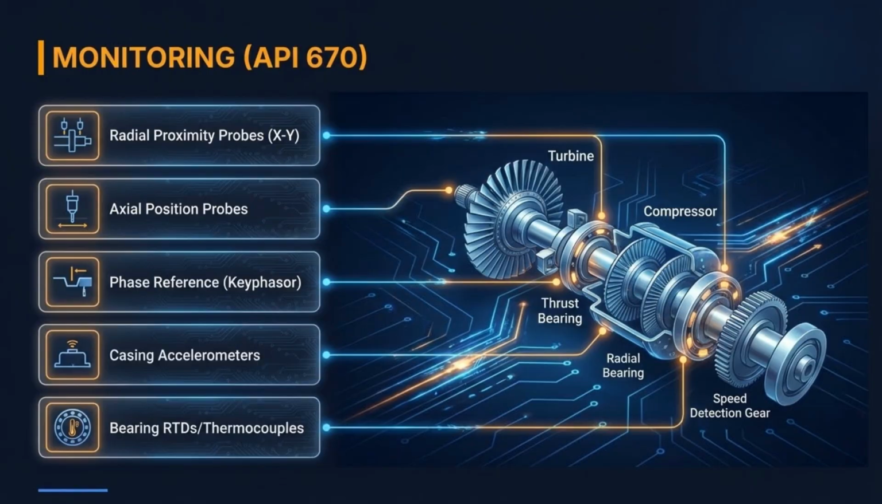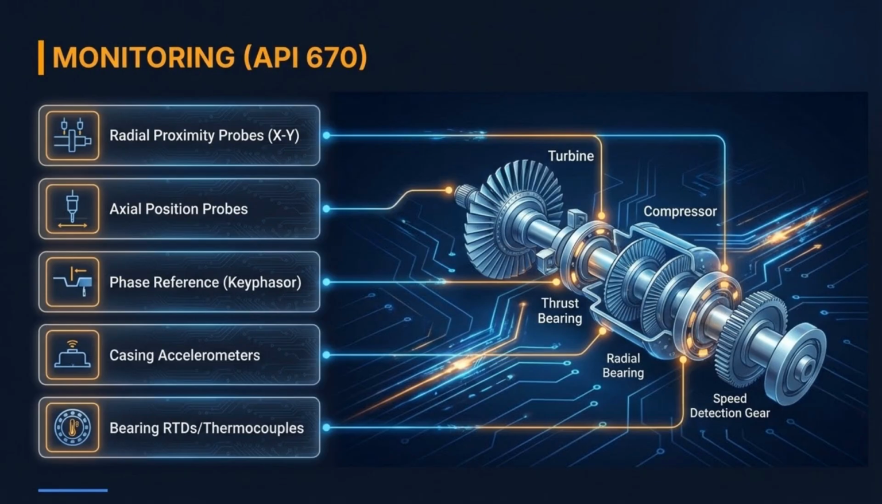Moving on to the hardware layer, we are looking at the critical monitoring points for a typical turbomachinery train. Everything you see here follows API 670, which dictates the minimum requirements for a machinery protection system. Starting at the top of our list, we have the radial proximity probes, typically installed in an XY configuration at 90 degrees to one another. These measure the actual movement of the shaft within the fluid film bearings, and just below we have the axial position probe. Next is the phase reference, often referred to by the trade name Keyphasor.